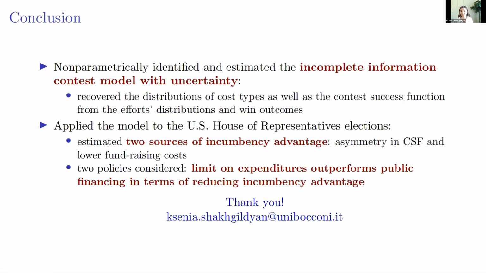To conclude, in this paper, I non-parametrically identified and estimated the incomplete information contest model with uncertainty. I recovered the distributions of costs as well as the contest success function from the efforts distributions and win outcomes. I have also applied the model to the US House of Representatives elections and estimated two types of incumbency advantage. The counterfactual analysis shows that the limit on expenditure outperforms public financing of the challenger in terms of reducing incumbency advantage.